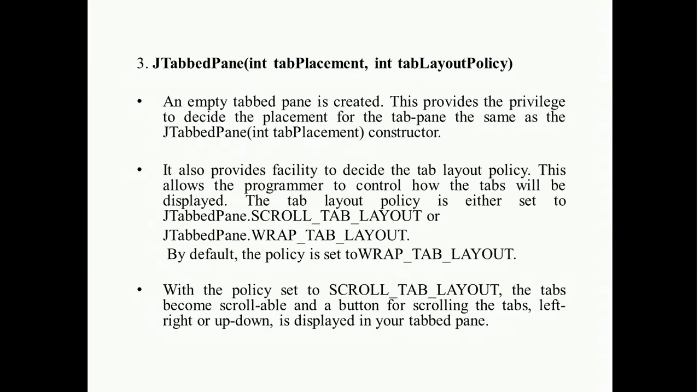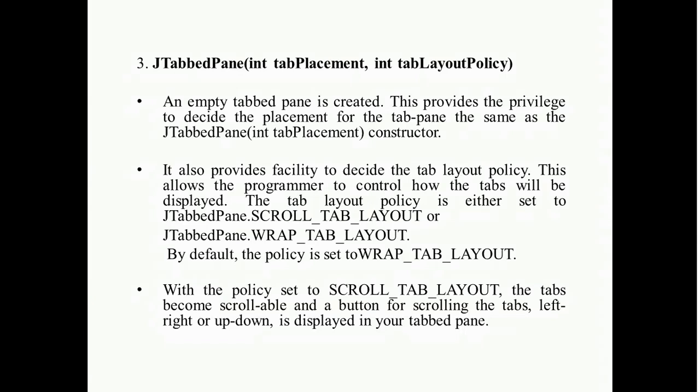The third constructor is JTabbedPane having two parameters. First is int tabPlacement and second is int tabLayoutPolicy. The third constructor also creates an empty tabbed pane, and this provides the privilege to decide the placement for the tabbed pane, same as the second constructor, that is the JTabbedPane int tabPlacement constructor. But it also provides the facility to decide the tab layout policy. This allows the programmer to control how the tabs will be displayed.